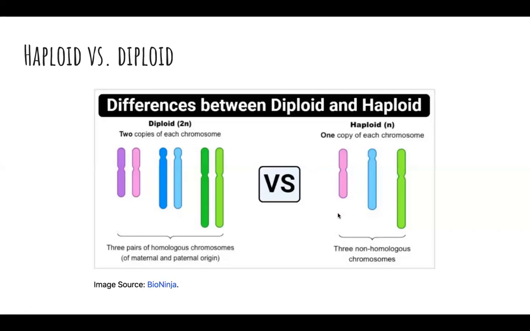On the other side of that, we have what's known as haploid cells, and haploid cells only have one copy of chromosomes, and this is what we make in meiosis.